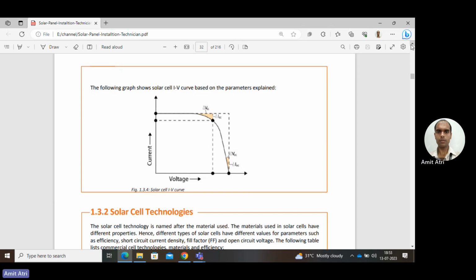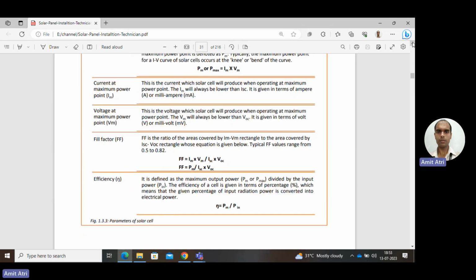So there is a rectangle formed. Within the curve, one more rectangle is formed on taking short circuit current and open circuit voltage. So a larger rectangle, the dotted line, and a lower rectangle. Two rectangles are there, and the ratio of these two is known as fill factor.